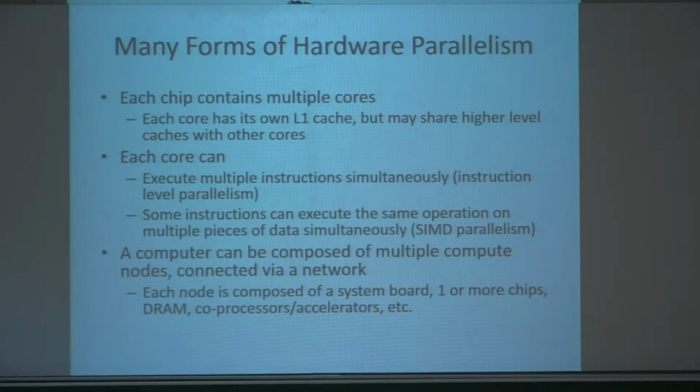You could also have a computer that networks together multiple nodes. Okay, so multiple compute nodes.